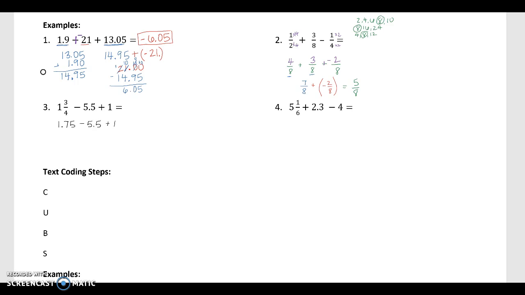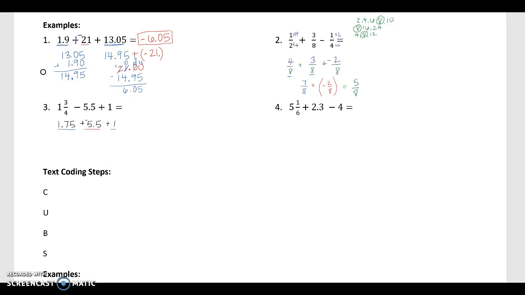All right. So I see subtraction here, so I'm going to go ahead and do boom, boom. Now I have a positive 1.75 and a positive 1. I have a negative 5.5. So same sign, add and keep. So 1.75 plus 1.